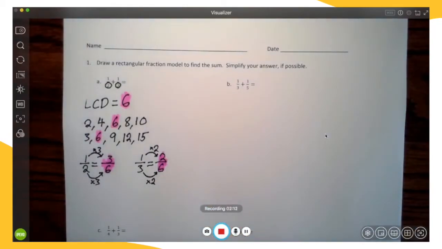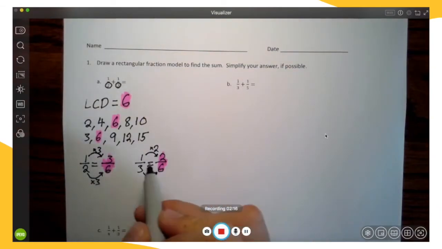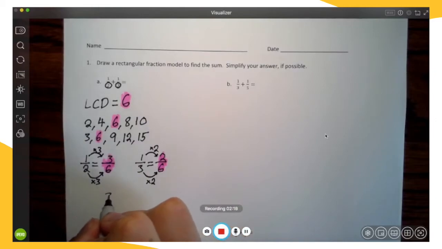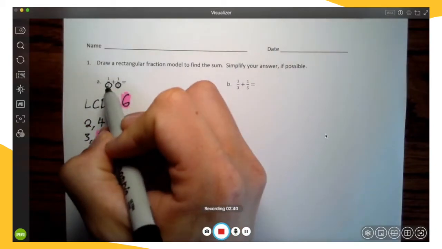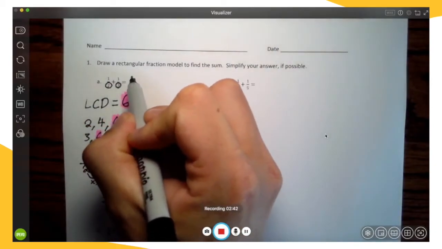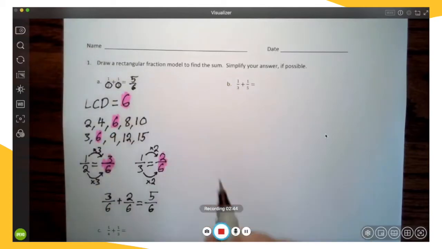Now that we have our 2 pieces, all that's left is adding these together, 3/6 plus 2/6. So I'll write that out, and I want you to add this on your own. What does 3/6 plus 2/6 equal? You add the 3 plus 2, which gives you 5, and then you keep your denominator of 6, 5/6. And there's our answer. 1/2 plus 1/3 is equal to 5/6. And we could go ahead, let's circle our answer.